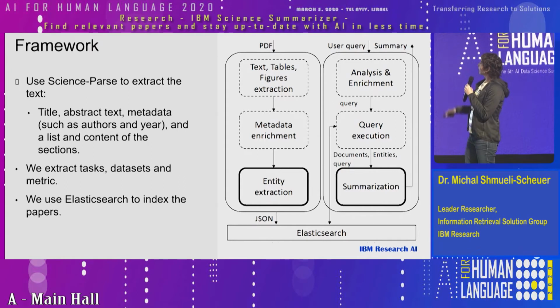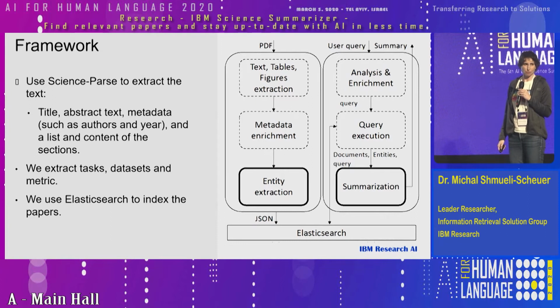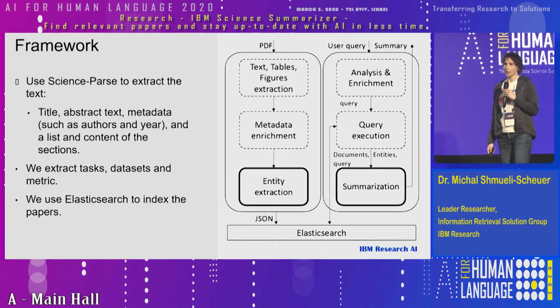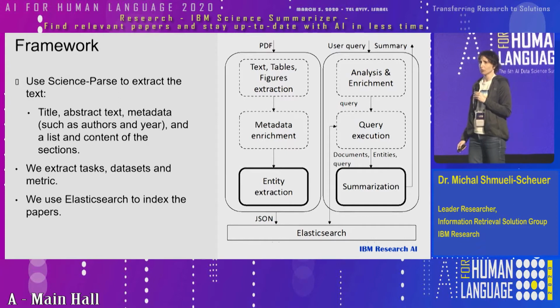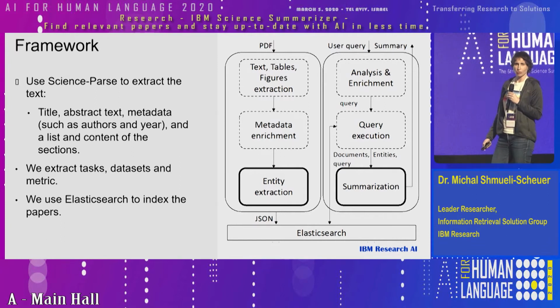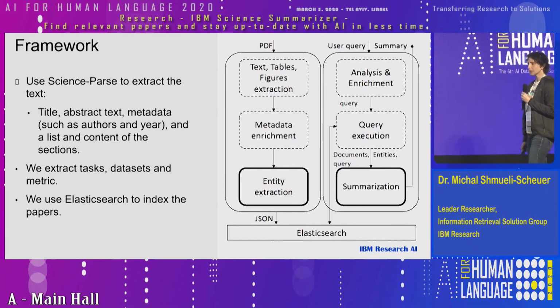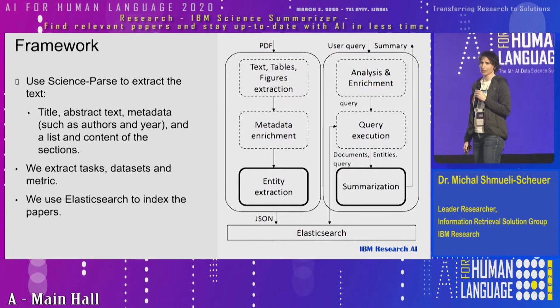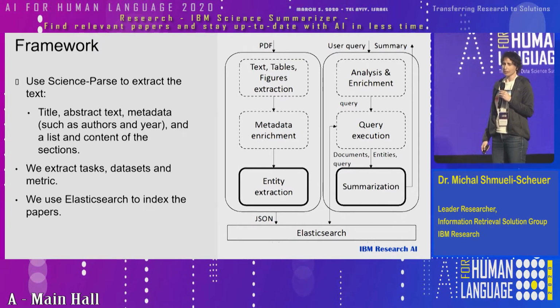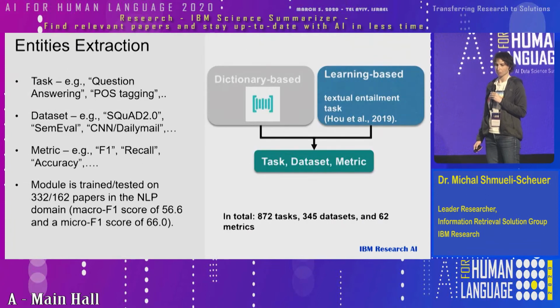On the other side, you see what happens during runtime. So there is a user query. First, we're doing some analysis and enrichment for the query. For example, we are doing query expansion in order to get better results. Then we run the query against the index. We get a set of documents that are relevant to the query, and based on the entities and the query, we get the summaries.